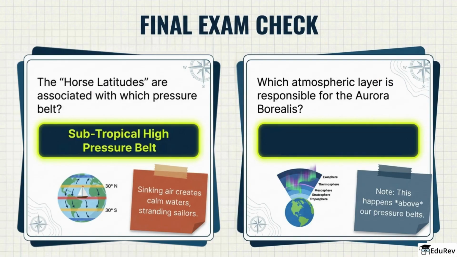Next concept, Aurora Borealis. It occurs in the upper atmosphere, primarily in the ionosphere or thermosphere. Pressure belts operate near the surface. Aurora is an upper atmosphere electromagnetic phenomenon. Keep domains separate. Surface circulation is not the same as upper atmosphere physics. If you can separate mechanisms cleanly, avoid traps confidently, and derive belts logically, you are exam ready.